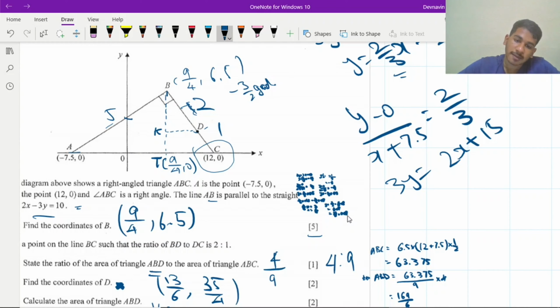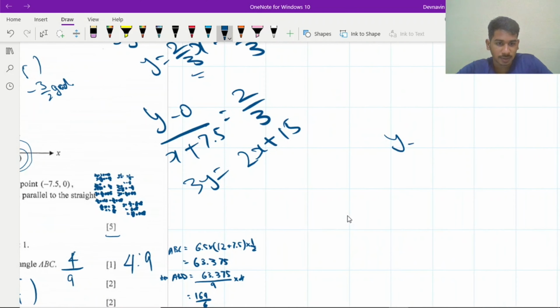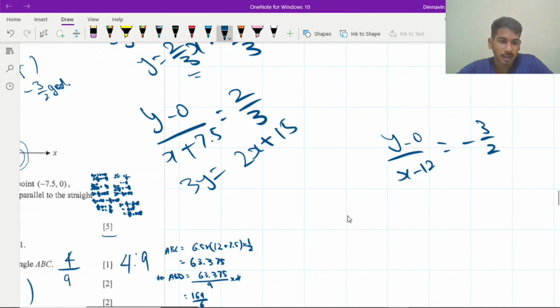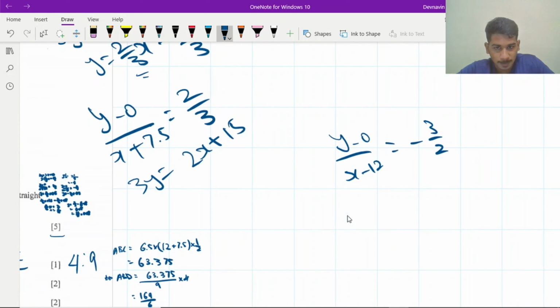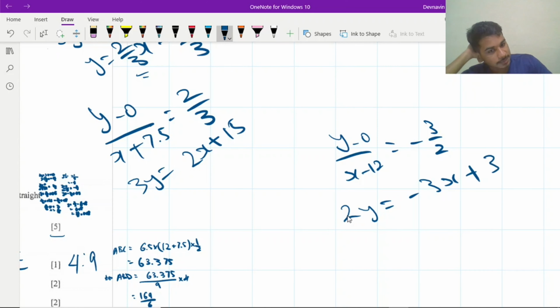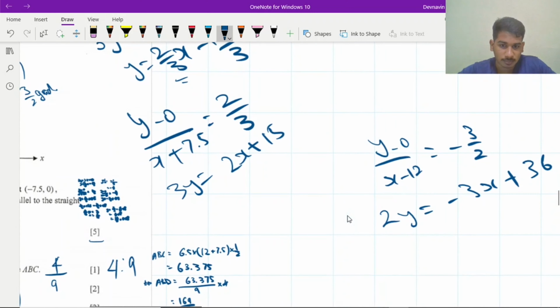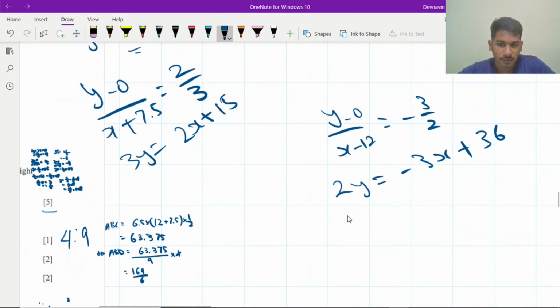And then we have 12. And so let's have an equation for that. So y minus 0 over x minus 12 is equal to negative 3 over 2. And so again we can move, okay, so we can have 2y is equal to negative 3x plus 12 times 3, 36.